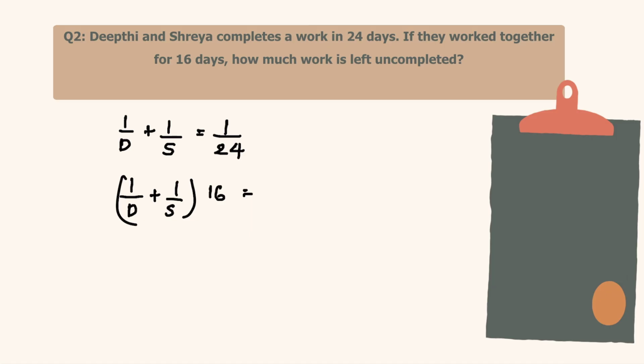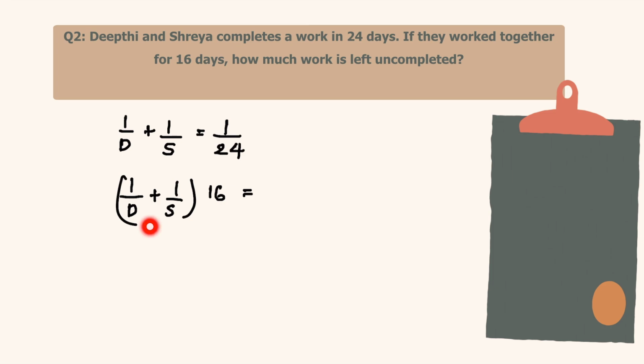Please don't put this equal to 1. Why? This is not equal to complete work. We know they will take 24 days. It is given here. Right? And they worked only 16 days and we want to know how much work is completed. So don't equate it to 1. It is not 1. I hope you understood. We have to find what it is. That is the question. So please don't equate it as 1.